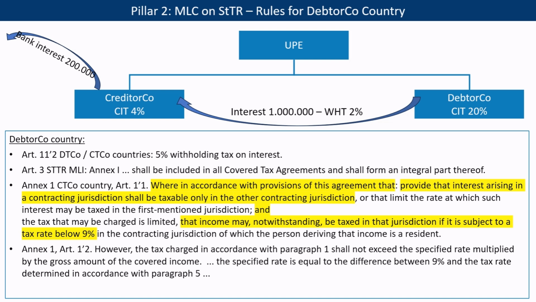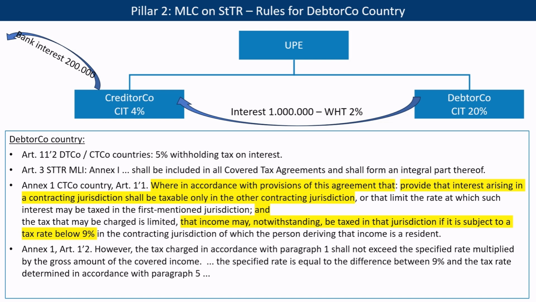under paragraph 1.1, and then paragraph 1.2 says, however, the tax charged in accordance with paragraph 1 shall not exceed the specified rate multiplied by the gross amount of the covered income. Right? Now note here the word gross amount, right? So this is the STTR's tax on gross income, not net income.